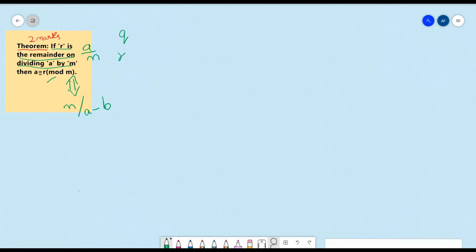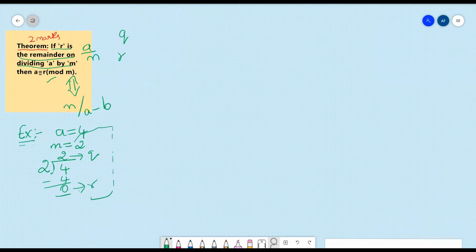Let me pick one example over here so that you'll get a clear idea of this theorem. Let me take the value of A as 4 and M as 2. Whenever I divide this one, I'll get the quotient as 2, that is 2 2s are 4, and this is 0, and the remainder as R. So in such scenario, when A divided by M, we'll get the remainder as R, and we can have A is congruent to R mod M.